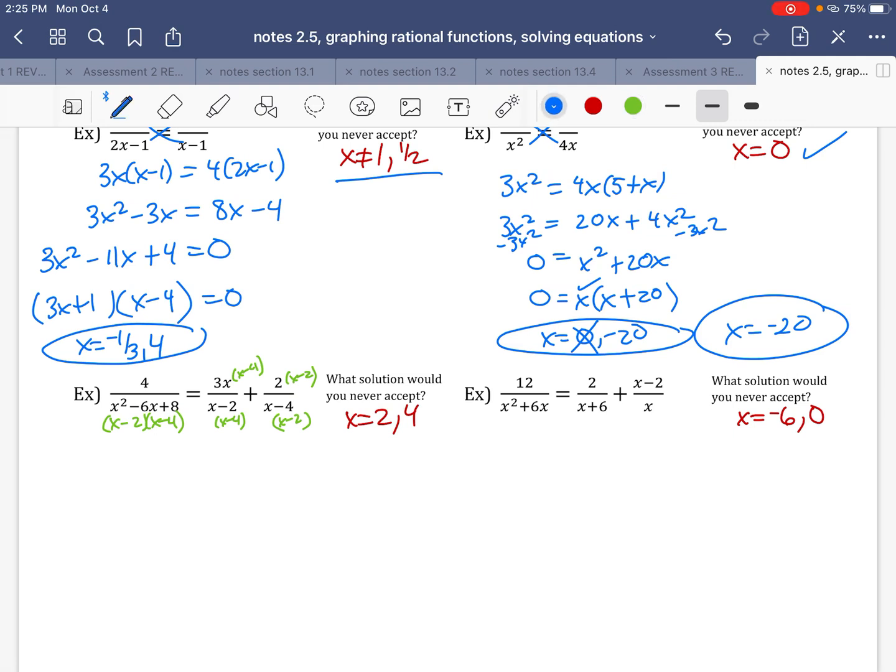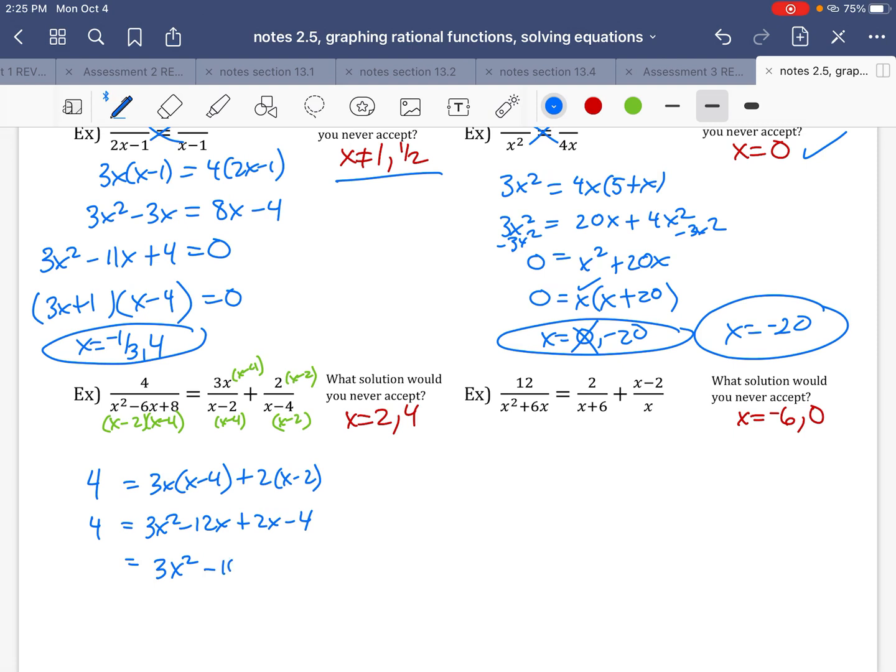And once all the bottoms match, I can just get rid of them, and I can just leave the top. So on the left side, 4 is going to stay. This 3x is going to get the x minus 4, and then the 2 is going to get the x minus 2. And that way I can get rid of the bottom because they all match. I only need the tops to equal each other, because to make an equation equal, the sides have to be equal, the bottom's already equal, so why bother with it? So I got 4 equals 3x squared minus 12x plus 2x minus 4.